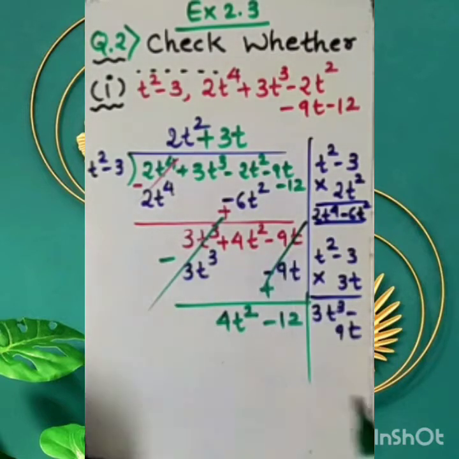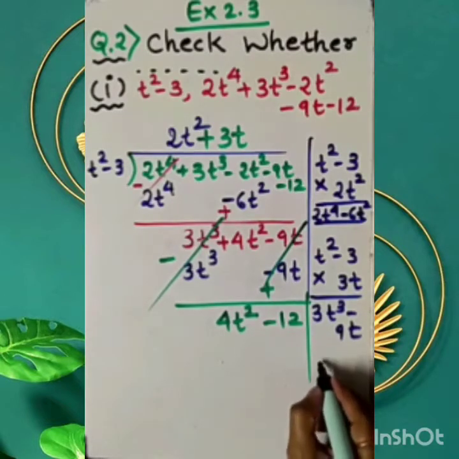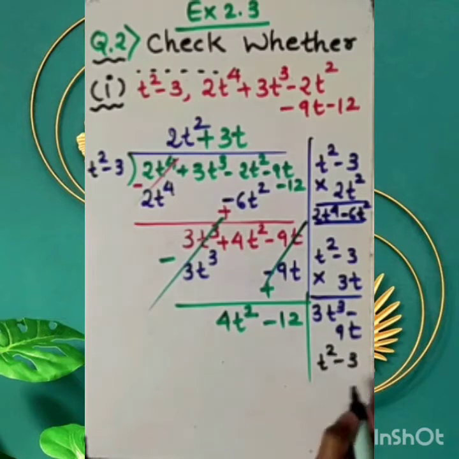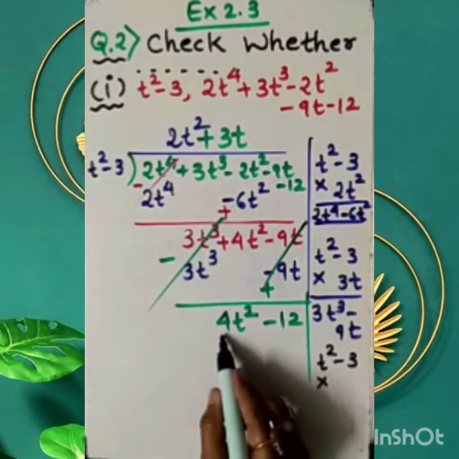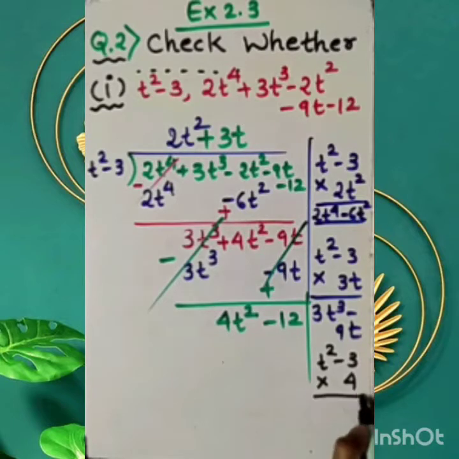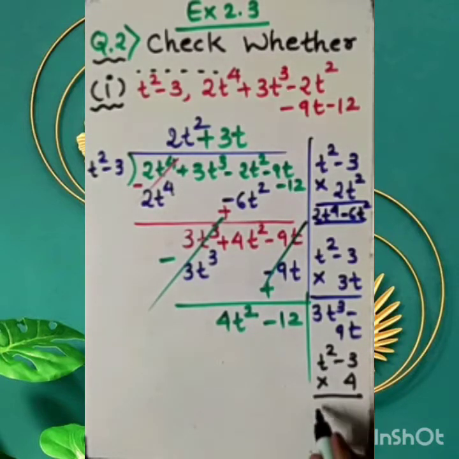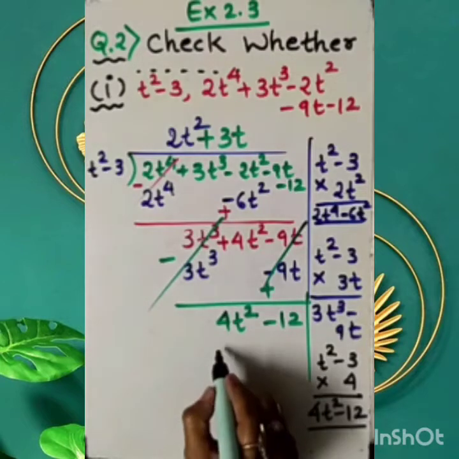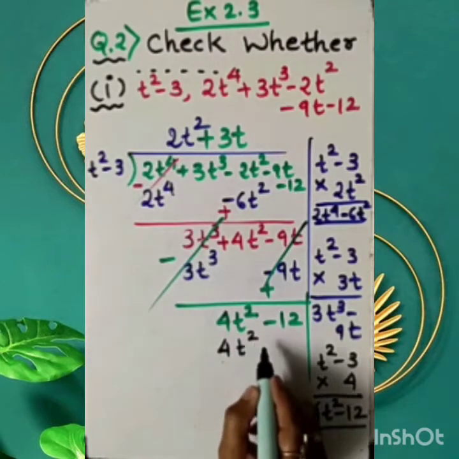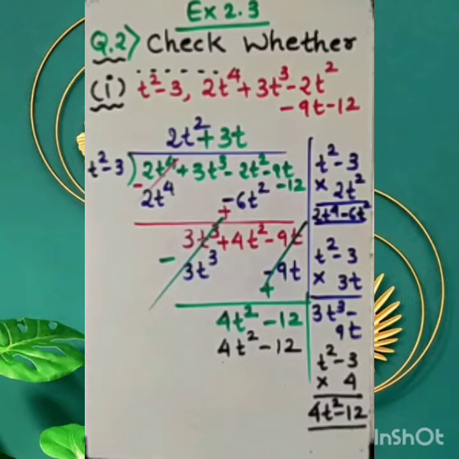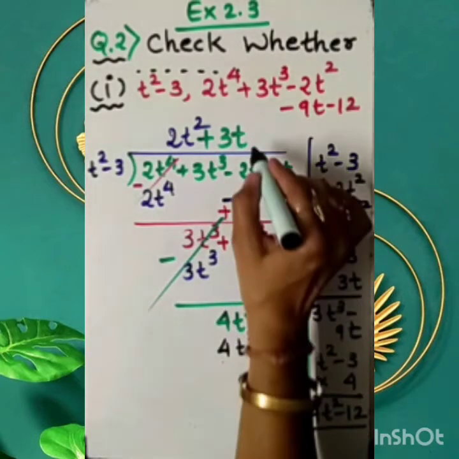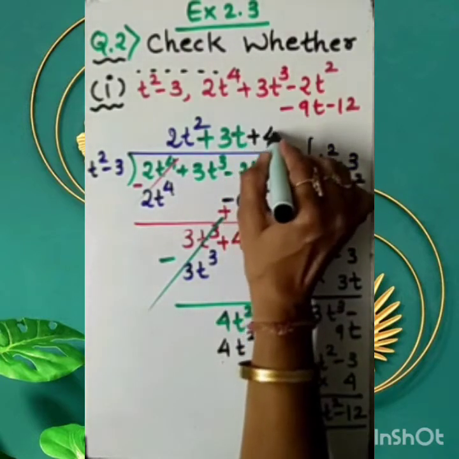Now one more time the same procedure of multiplication. Let's apply t square minus 3 is already here. I need to multiply with 4 here, because t square is already there. So 4t square minus 12. I need to write here 4t square minus 12. So this time I multiplied it with plus 4.